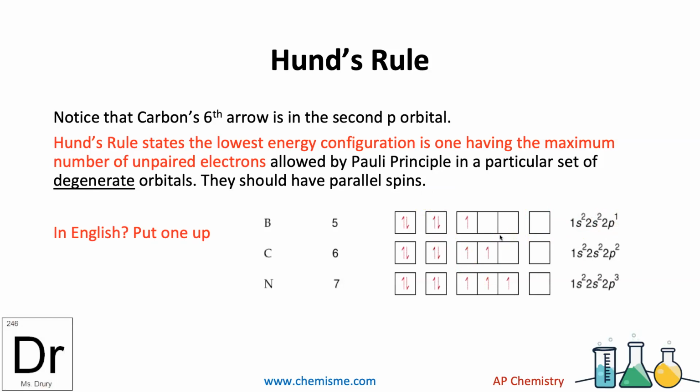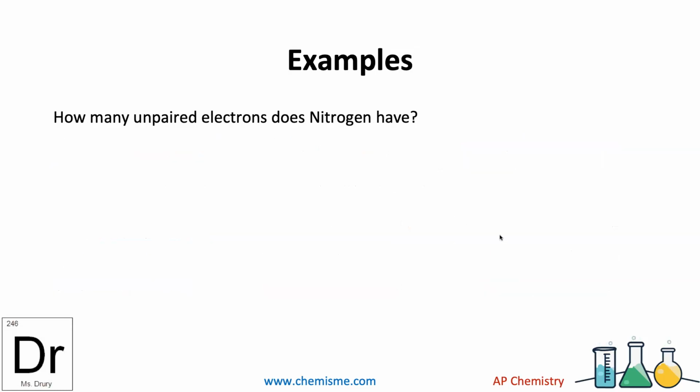So 1 in the x orientation, 1 in the y orientation, and 1 in the z orientation. So in English, just put up arrows if you're going to use arrows, or just know that there's 1 in each box for now. An arrow in each box before any gets 2. So how many electrons are unpaired for nitrogen? Because we saw before, you're going to go up for p, up for p, up for p. Before you put any doubles up, there are 3 electrons that are by themselves. That's how we think of unpaired.